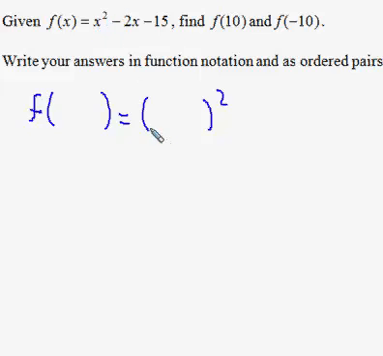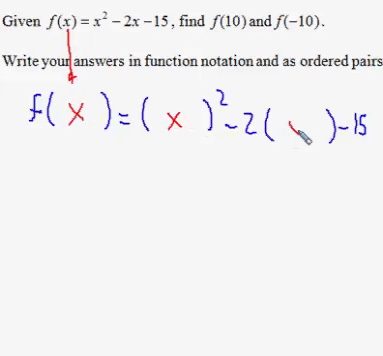So let me proceed to write a set of parentheses for every input variable. I have x squared, I'm going to write that as parentheses squared, minus 2 times x, so I'm going to change that to 2 times parentheses, and subtract 15. If I was to simply put x in here, you'd see that I indeed get exactly what this says here: x squared minus 2x minus 15. So this is just me using empty parentheses rather than a letter of the alphabet to represent the input variable. Whatever goes in here, we'll put in here and in here.